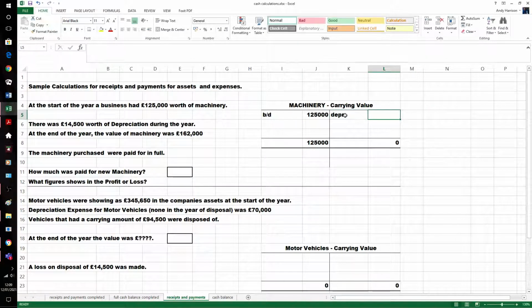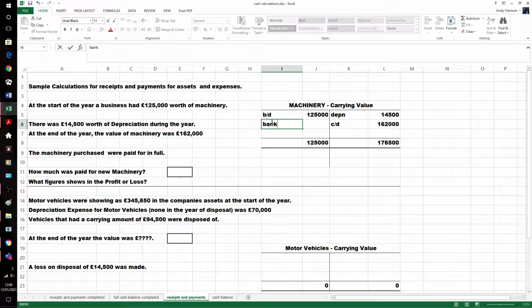Purely because this is the information that you will get, and that would have reduced the carrying amount of the machines. However, we're left with 162,000. Therefore, and it'll say ignore depreciation on the new asset. If we take that one off, we must have paid 51,500. So just that figure.